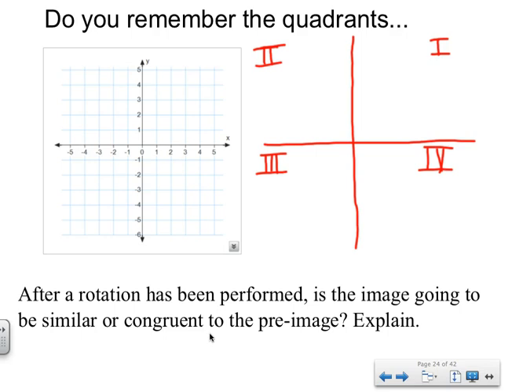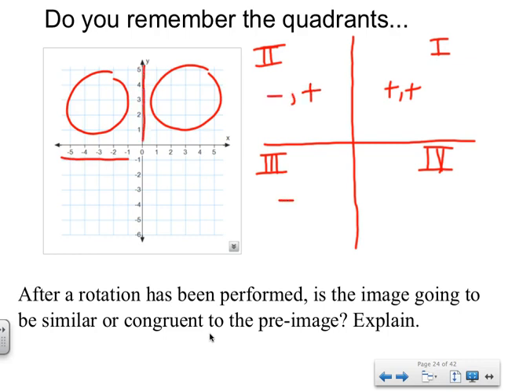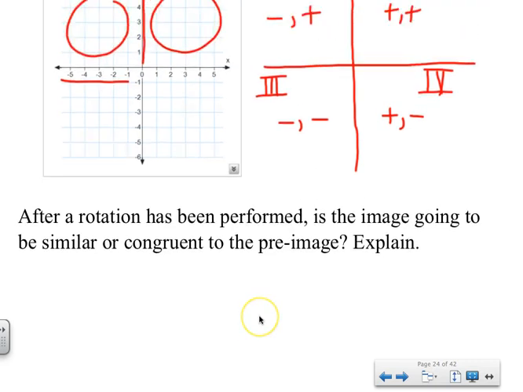Now, what do you remember about the first quadrant? What do I know about all of those points right there? I know they're all positive, positive. Okay. In the second quadrant, I noticed that my x's are negative and my y's are positive. That means the third quadrant is full of negative, negative ordered pairs, and that means the fourth quadrant has positive x's and negative y's. So if you remember the signs of the quadrants, this is going to be a whole lot easier for rotations.